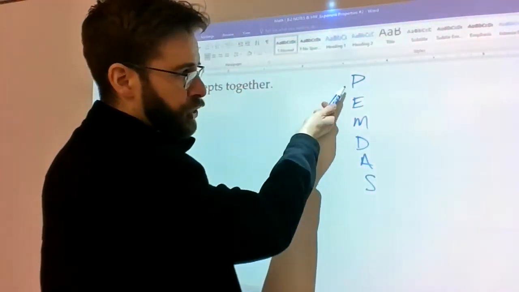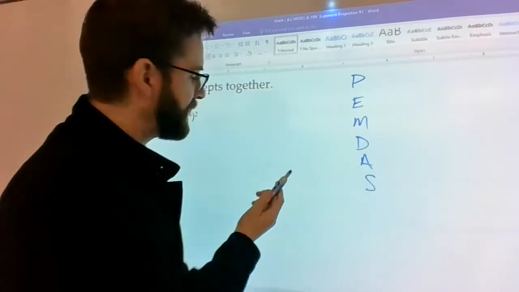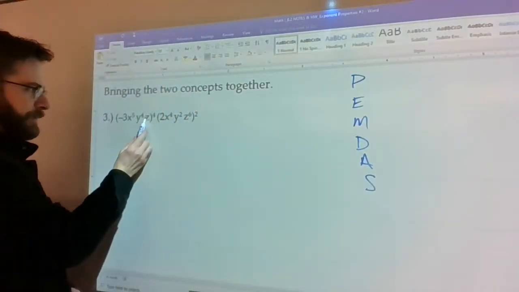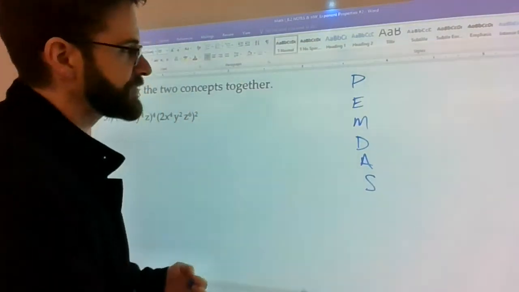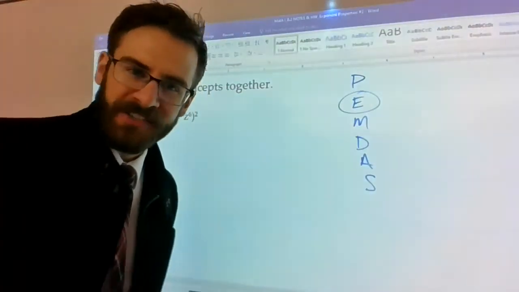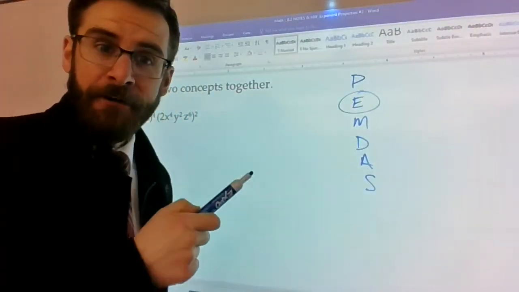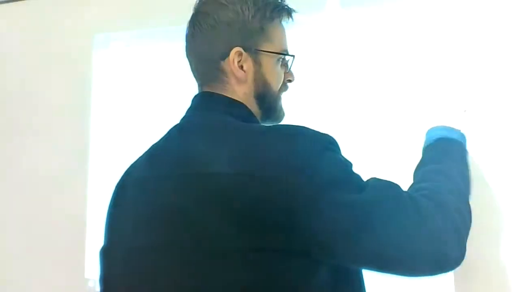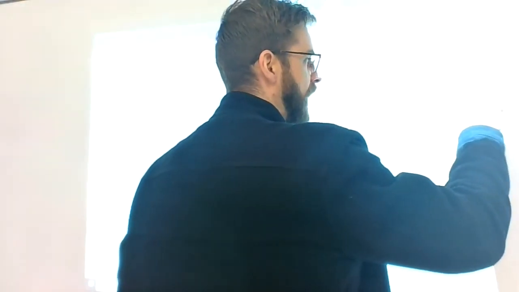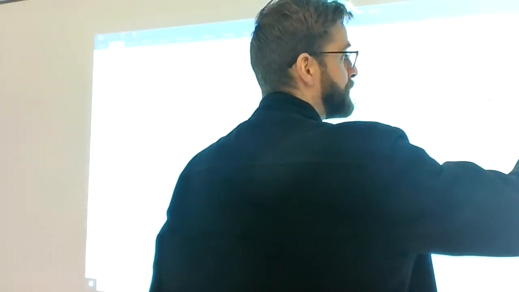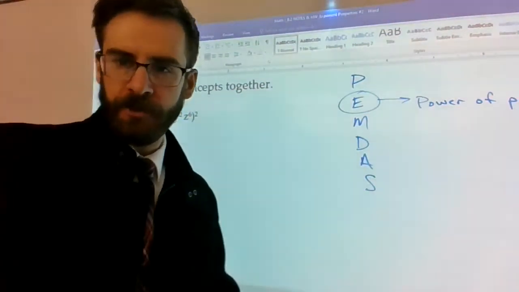You're supposed to try to simplify everything inside the parentheses. Nothing can be simplified because they're all unlike terms. Exponents come next, so you have to apply the exponents to the inside first. This means that the power of powers property, when you take a power to a power, comes first. Power of powers comes first.